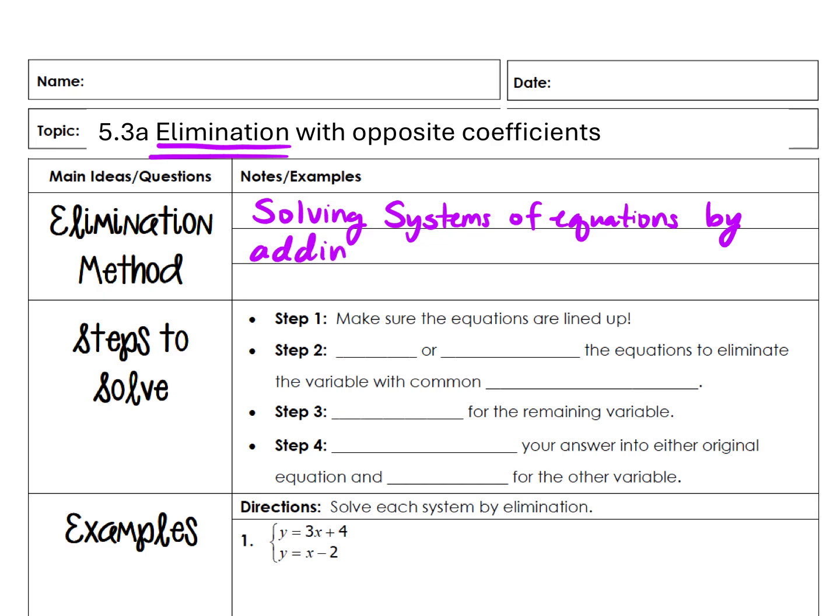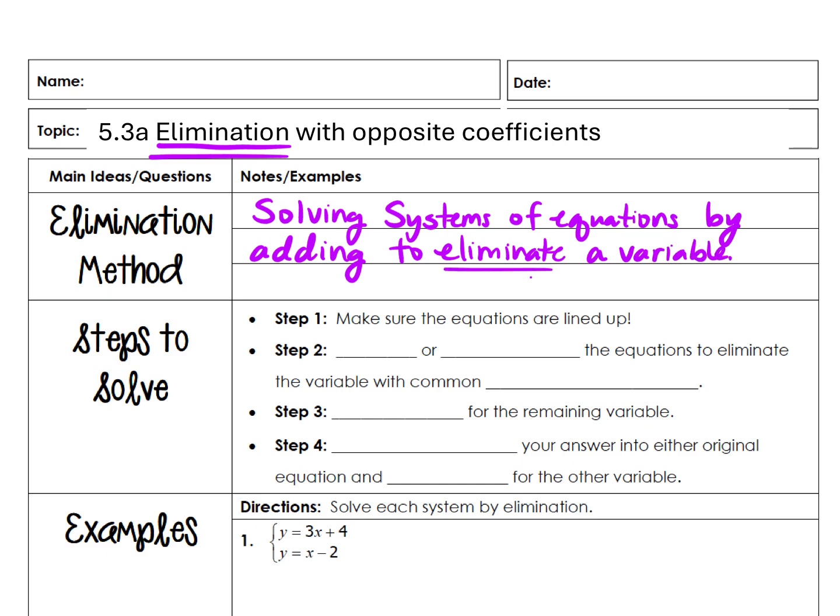I just do adding. Okay, so you could subtract them. I'm not going to show you the subtraction way because I don't want it to get confusing. I stick with adding because I think it is less confusing, but you could technically do subtracting. We're just not going to. So solving systems by adding to eliminate a variable.